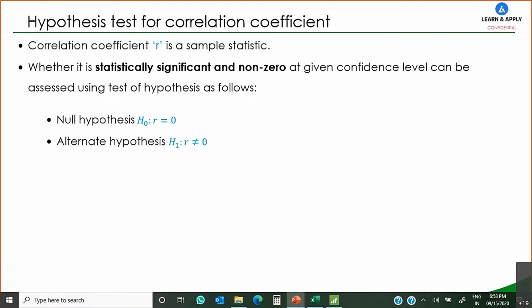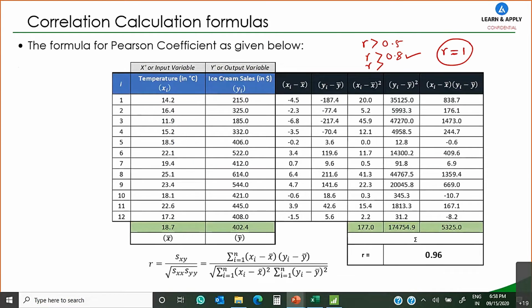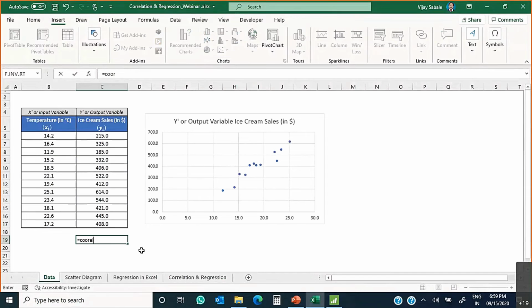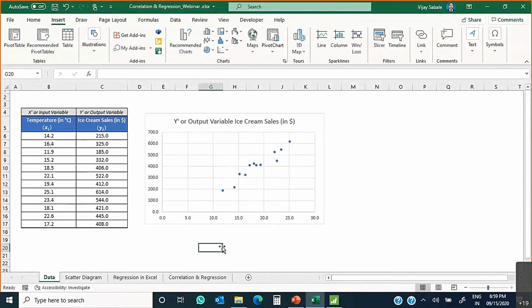Yes, that can be found out by using this formula, or you can use the simple Excel function, that's CORREL. We have seen the CORREL function, so we can use that and find it out. Okay, sir. Thank you.